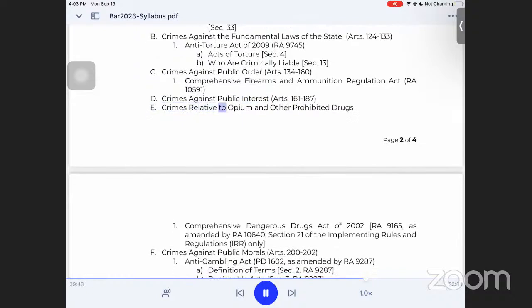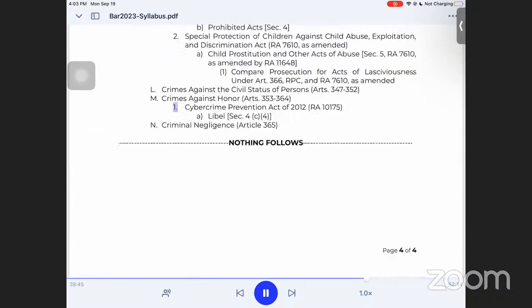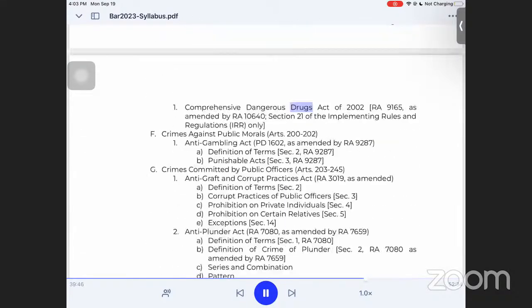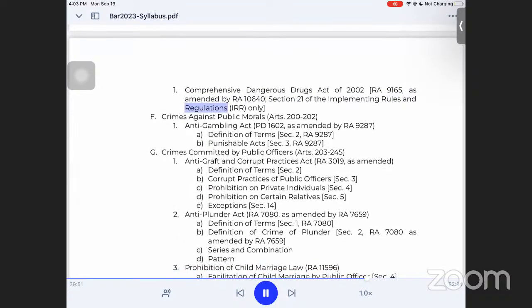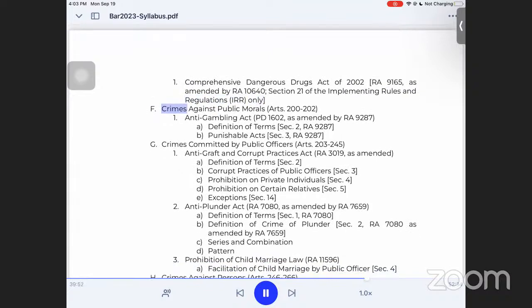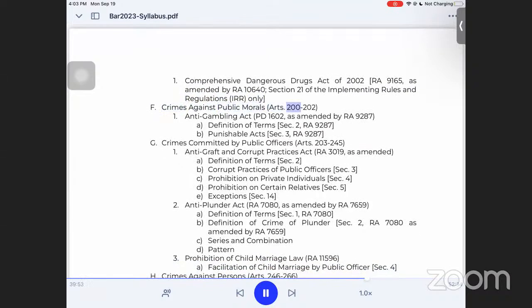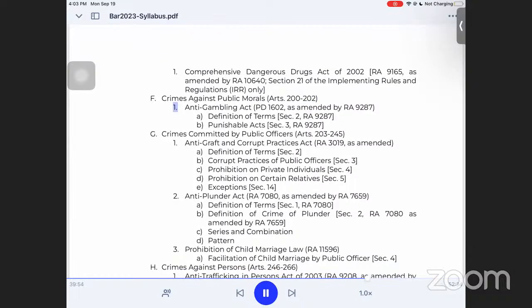E. Crimes relative to opium and other prohibited drugs. 1. Comprehensive Dangerous Drugs Act of 2002, RA 9165, as amended by RA 10640, Section 21 of the Implementing Rules and Regulations (IRR) only. F. Crimes against Public Morals, Arts. 200-202. 1. Anti-Gambling Act, PD 1602, as amended by RA 9287.